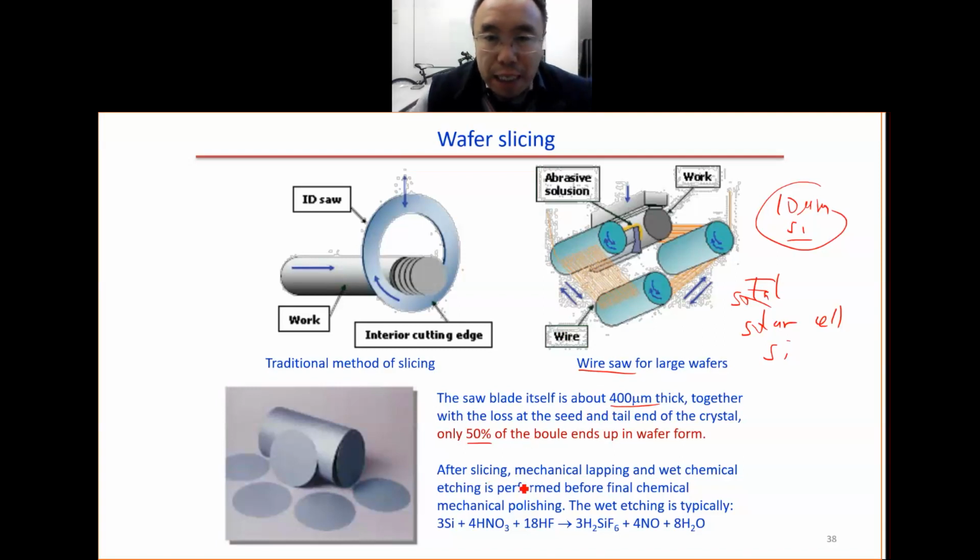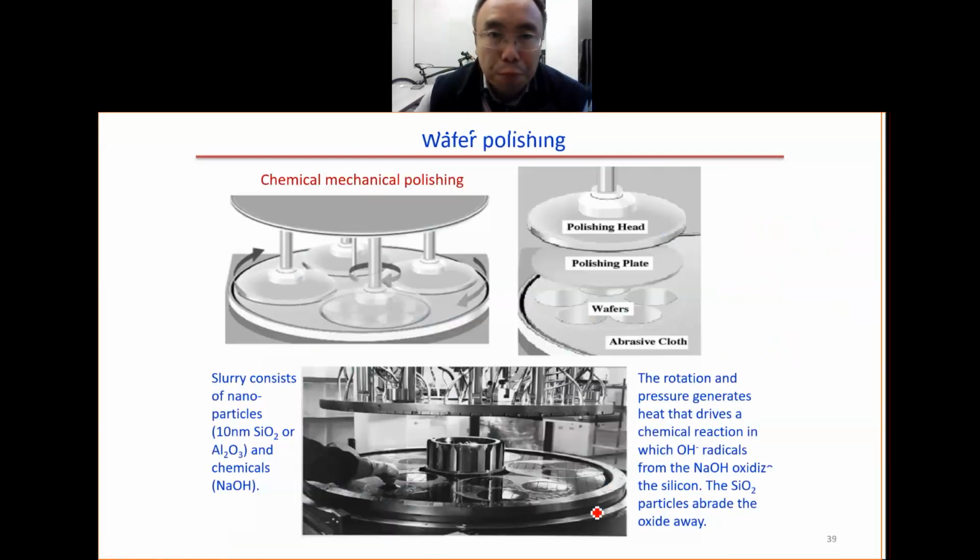After the slicing, we do a chemical etching process. This wet chemical etching is done using nitric acid and hydrofluoric acid to form this etching product. Then we do the wafer polishing. Here we have something called a slurry. The slurry contains two parts. One is the nanoparticles of oxide or aluminum oxide. This is very hard. And we have chemicals like sodium hydroxide.